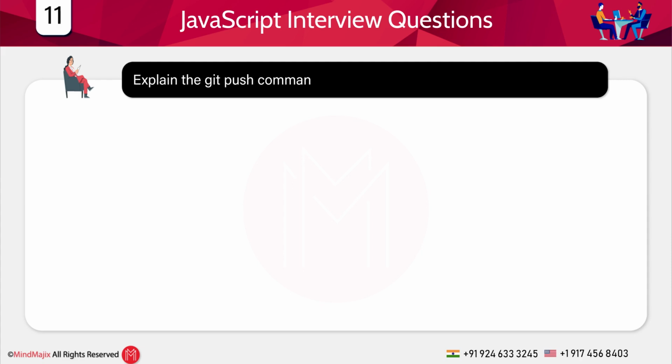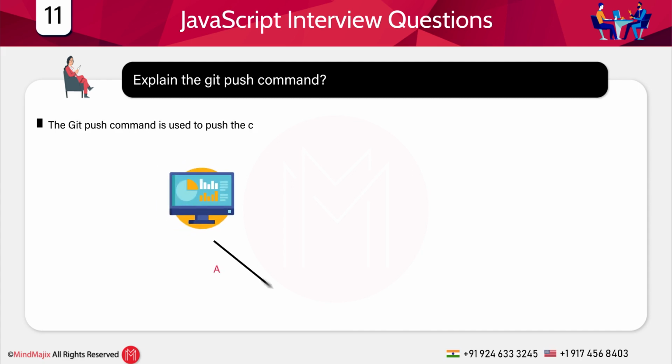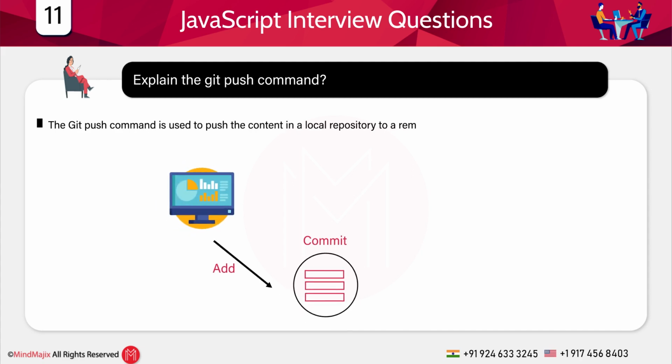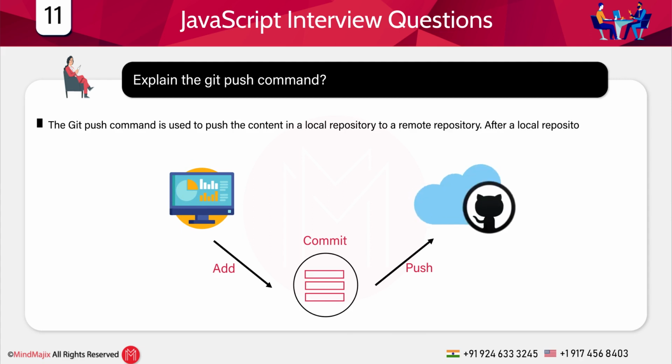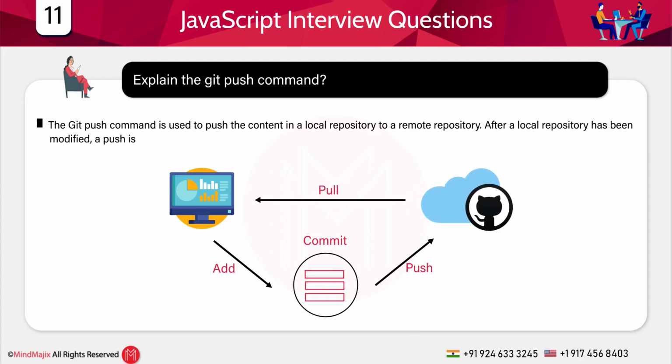Explain the git push command. The git push command is used to push the content in a local directory to a remote directory. After the local repository has been modified, a push is executed to share the modification with the remote team members. For example, a project is added using the commit command, and after the commit command, it is pushed to GitHub. And whenever the user wants to access that repository, they can fetch it using the pull command.